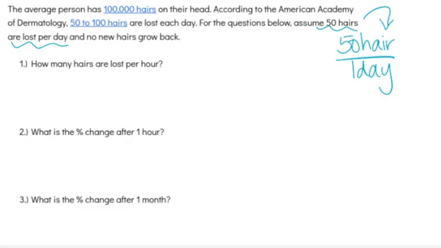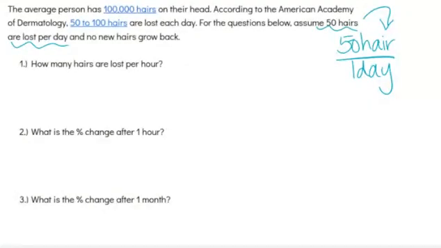The first thing I would do, if I see number of hairs lost per day, is make that into a conversion factor. So I put 50 hairs in the numerator, and then when it says per day, I write 1 day at the bottom. And if I were to do other problems with dimensional analysis, I could also take the reciprocal of that. So let's try with number 1.